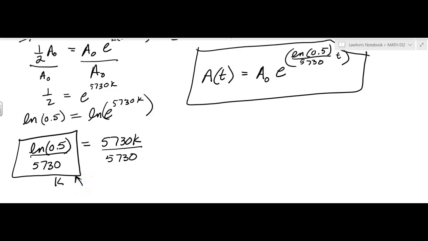Another thing we can do is we can figure out what that is as a decimal. So take your calculator and go natural log 0.5 and divide it by 5,730. And I get k is approximately negative 0.000121. Okay. It looks like in the textbook they wrote it wrong, but that's okay. It wasn't part of the answer. This was just something they wanted to point out.